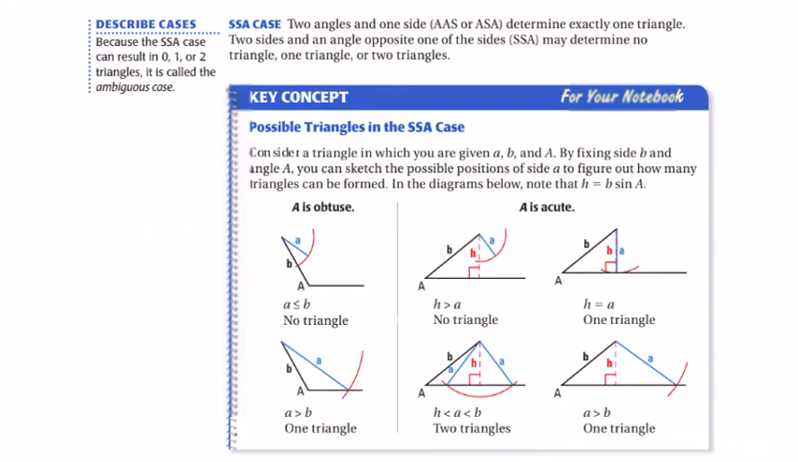Alright, so we have made it to example 2, the side-side-angle case. Two angles and one side determine exactly one triangle, which is why we were able to use angle-angle-side and angle-side-angle in geometry to prove two different triangles congruent. However, when you are given two sides and an angle opposite one of the sides, it may determine no triangle, one triangle, or two different triangles. So this is what is called the ambiguous case.